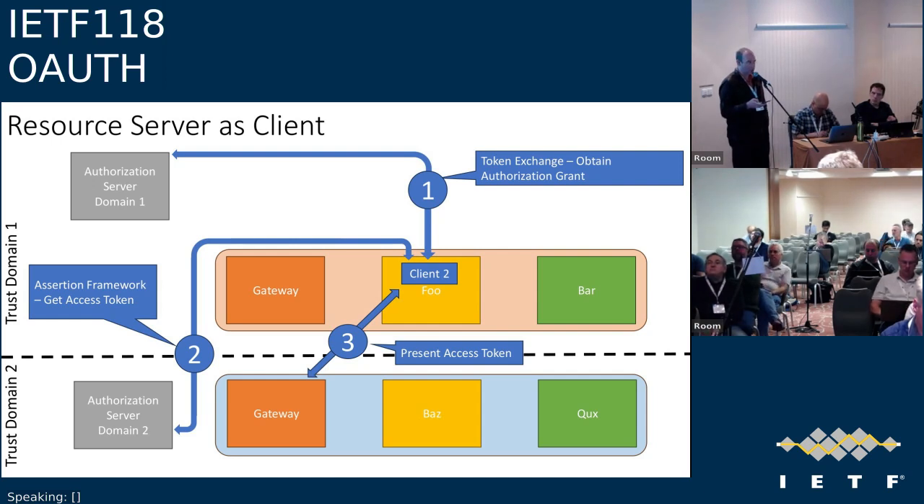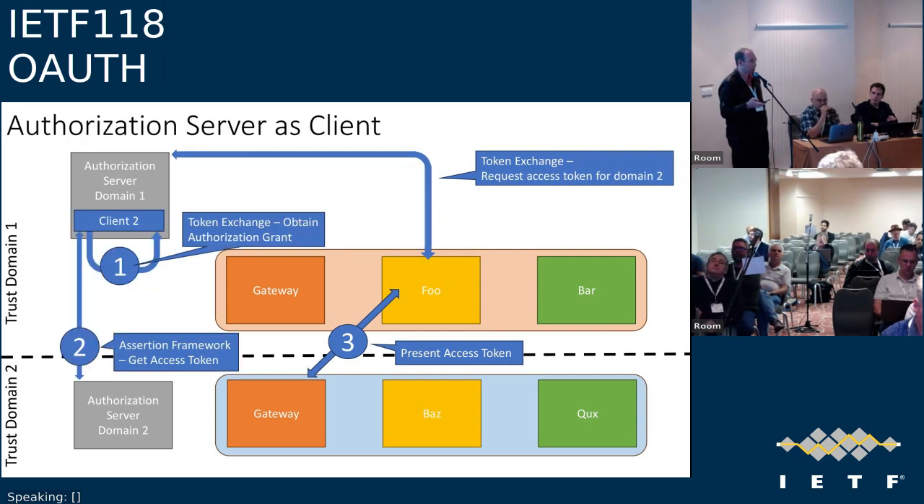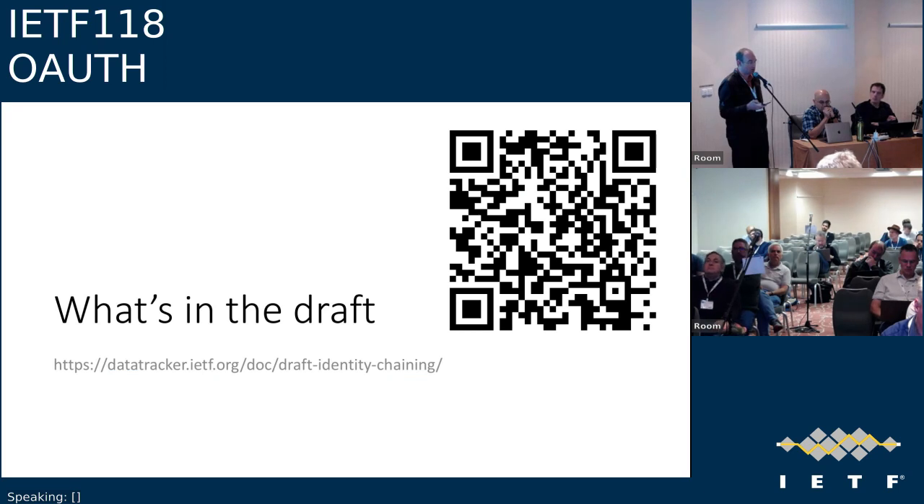There's also what we call a high assurance use case, where the client is actually the authorization server itself. In that case, we didn't want the client in domain one to know about the authorization server in domain two. So in that case, it is still the same flow, but in the end, it's really the authorization server acting as the client.